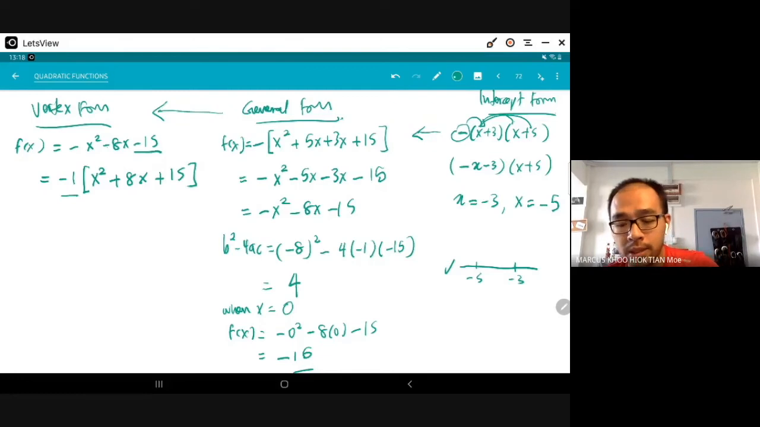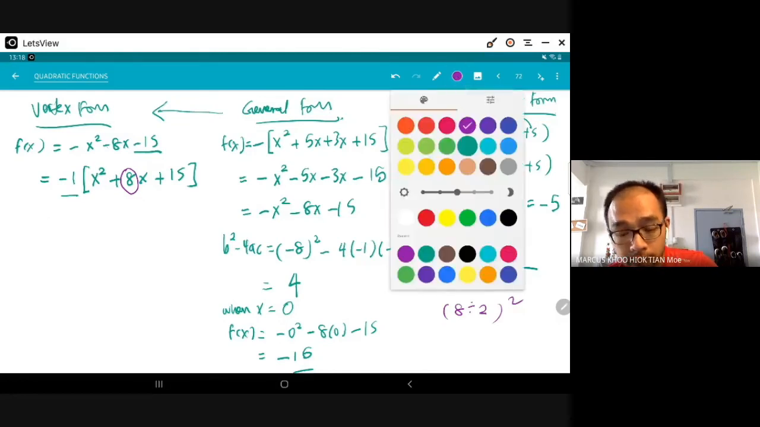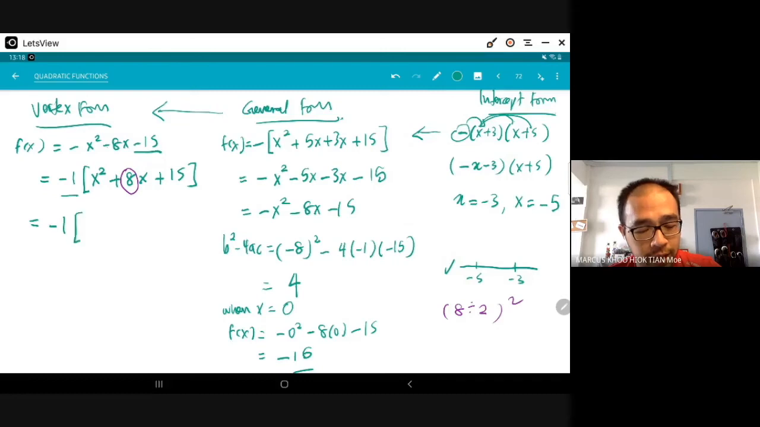Now, what is the number b? b is 8. So for completing the square, 8 divided by 2, then you square the whole thing. So what we will get is, once again, negative 1 times (x squared plus 8x). Then what do we add? 8 divided by 2 is 4. 4 squared, we don't change that. Plus 4 squared minus 4 squared plus 15. Oh no, green color this time. Okay, plus 15.